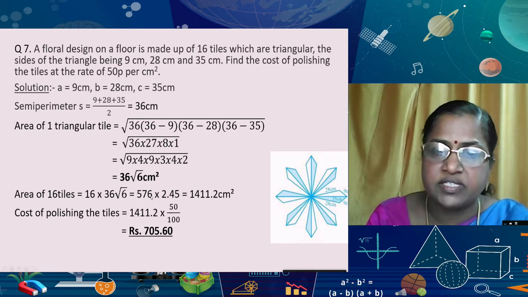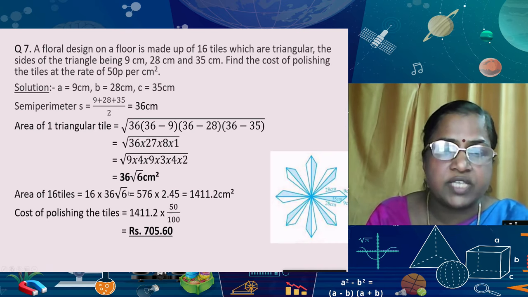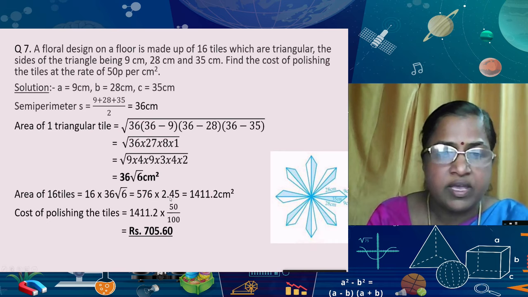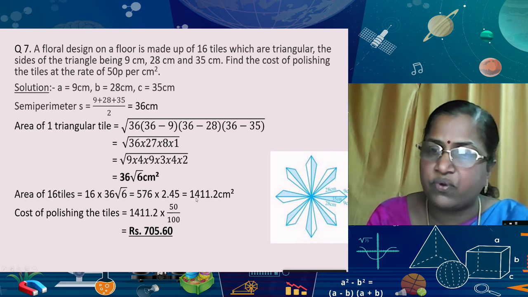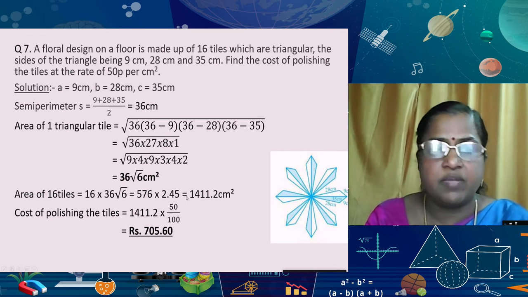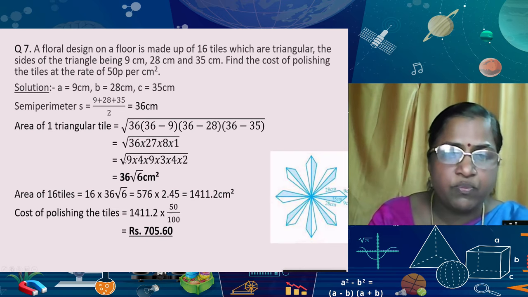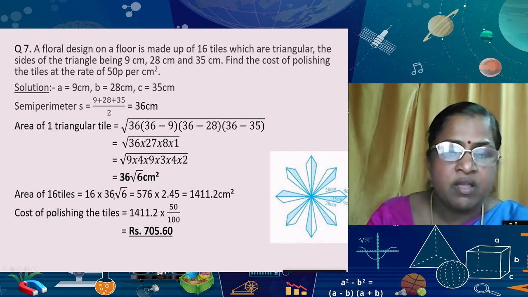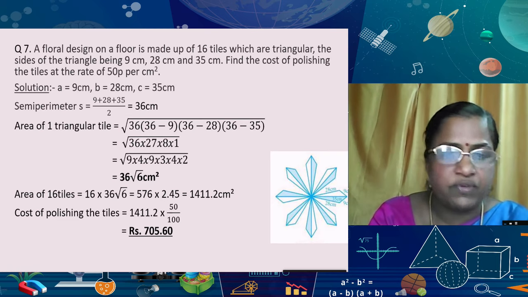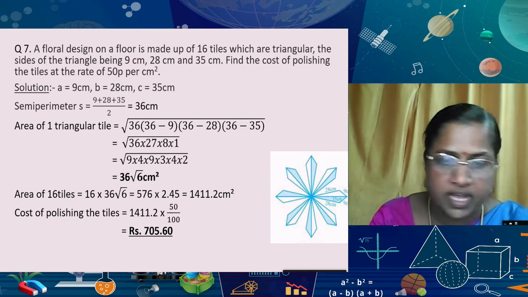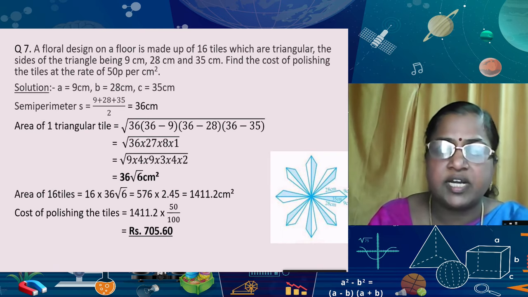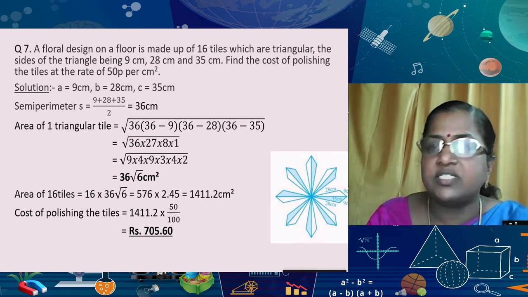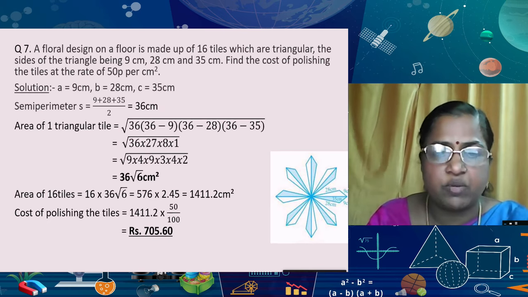We can find the area of 16 tiles by multiplying this 36 root 6 by 16, that is 576 root 6, where root 6 is 2.45. When we multiply these two values, we can find the area of 16 tiles as 1411.2 centimeters square. Then the cost of polishing these tiles equals 1411.2 into 50 upon 100. We multiply by 50 upon 100 because 50 paisa per centimeter square is given, so we change it into rupees by dividing by 100.